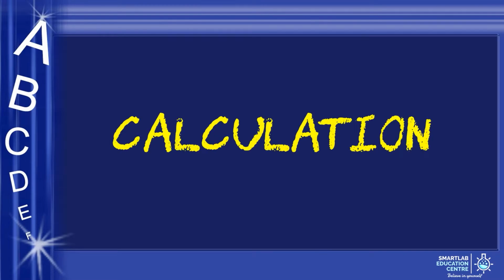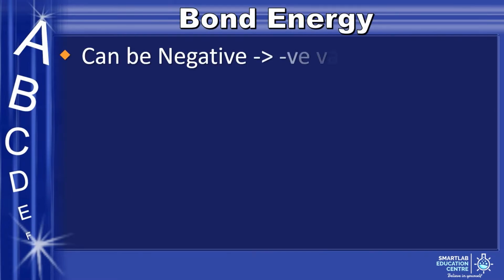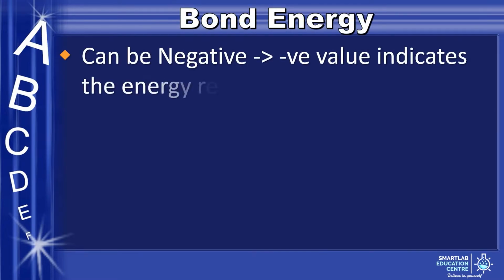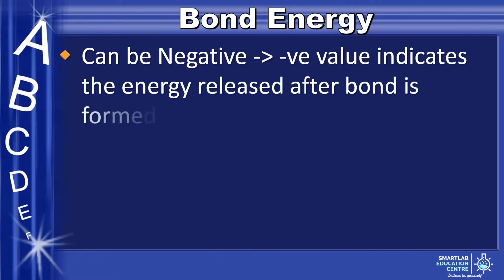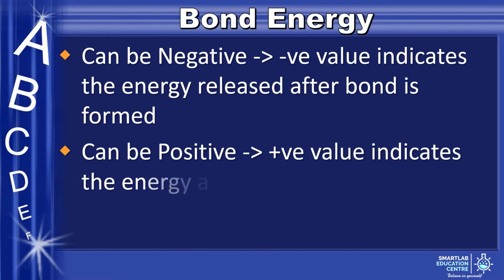Calculation. Bond energy can be negative, and a negative value indicates the energy released after the bond is formed. Bond energy can also be positive, and a positive value indicates that energy is absorbed after the bond is broken.